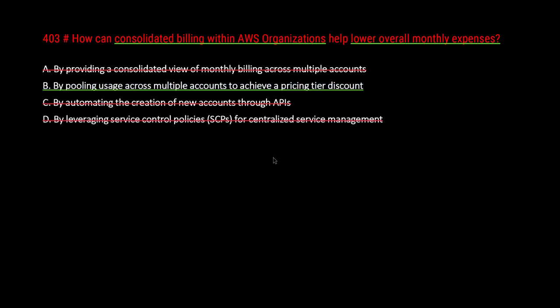Okay, what is a pricing tier discount? You know, we have the different savings plans, right? Some of them work so that there is a limit on how much usage you should have, and based on that, you will get discounts. Now, if you have an individual account, obviously you are not going to hit that limit. But consolidated billing in AWS Organizations puts together all the usage across all the multiple accounts. Then obviously that is going to reach the limit for the discounts. Then the discount is going to be applied, and you are going to lower your monthly expenses through that.